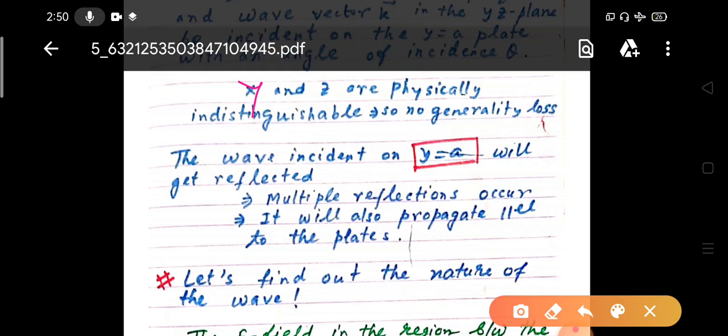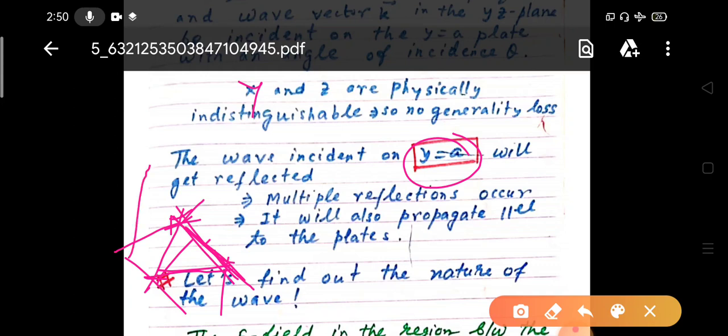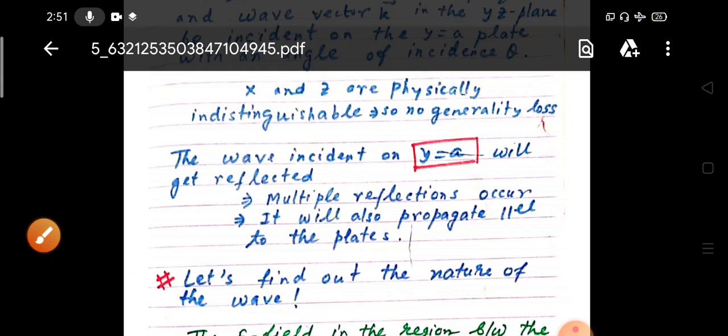The wave incident on y equals a will get reflected, because this is our conductor. After reflection it will again be reflected from the other end, and again reflected. So multiple reflections occur, and this wave will propagate parallel to the plane, that is along the yz plane.